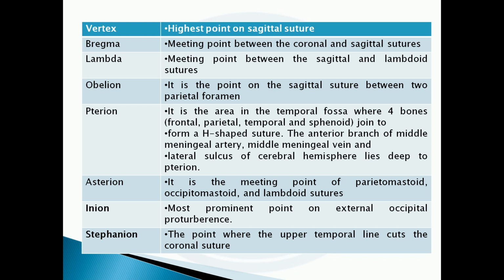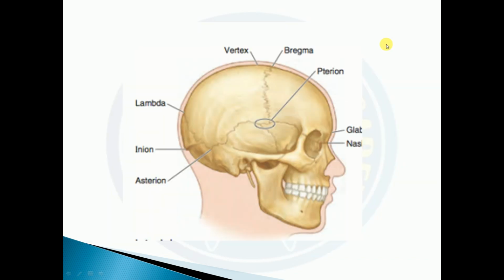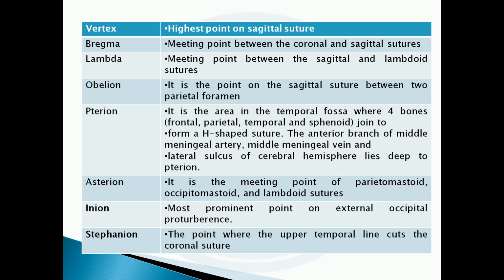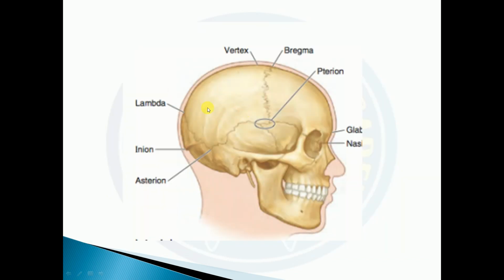These are the vertex, which is the highest point on the sagittal suture. Number 1 is the bregma. It is the meeting point between the coronal and the sagittal sutures. This is bregma. Lambda. It is the meeting point between the sagittal and the lambdoid suture. This is the lambda. Can you see this? This is the lambda. This is the bregma.